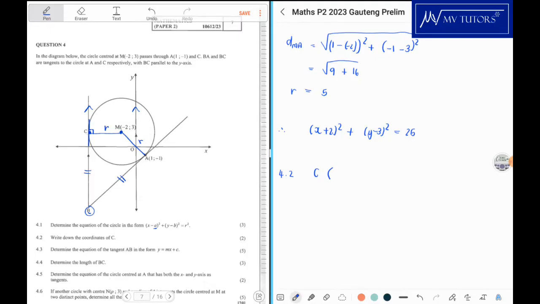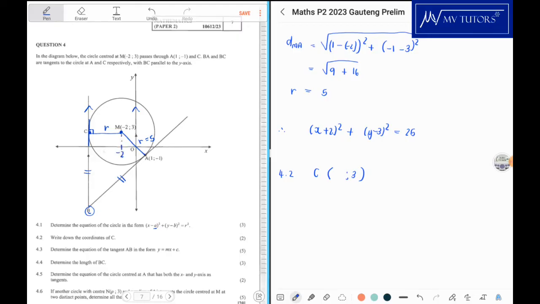the y coordinate of C would be 3. Sorry, I just said the y coordinate and I'm writing it in the place of x. Okay, now how do we get the x coordinate? So we know that our radius is 5. We worked it out in the previous question, and we know that this point here is negative 2.